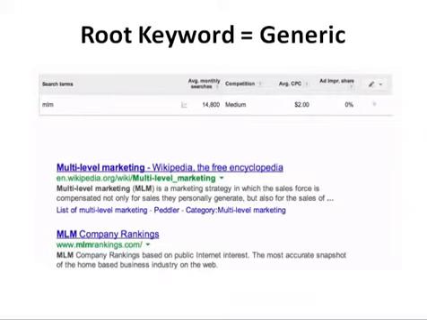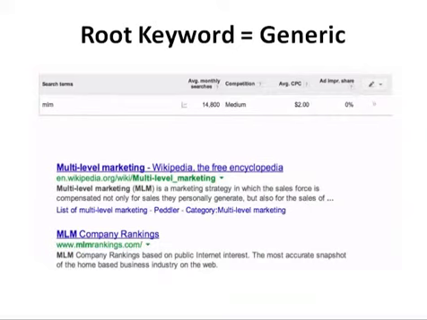Now it has 14,800 searches. If you go to the Google keyword tool, or the Google keyword planner, as they like to call it now, it shows that the average cost per click for this, if you were going with AdWords and actually paying for traffic, would be $2 per person. That's $2 per person that clicks on your ad if you were buying advertising.